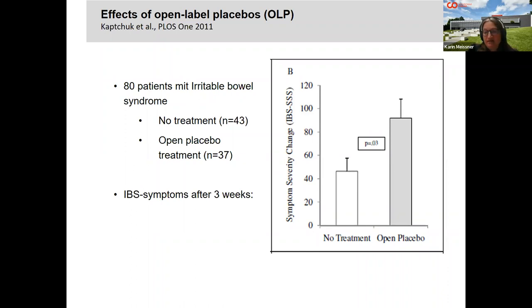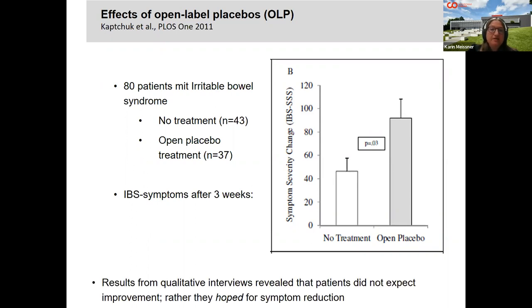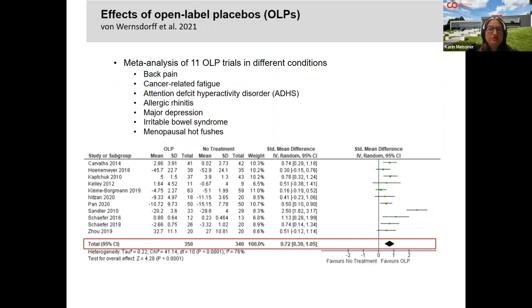And this was a very nice study, followed up by many experiments all over the world. We have also done one of the follow-up studies in patients with chronic knee pain and could also confirm that open-label placebos can reduce pain in elderly patients. And here's a meta-analysis, before our study was published, of 11 trials in different conditions, including back pain, cancer-related fatigue, attention deficit hyperactivity disorder, allergic rhinitis, major depression, irritable bowel syndrome, and menopausal hot flushes. And you see that the meta-analysis shows clearly a beneficial effect of open-label placebo above no treatment.